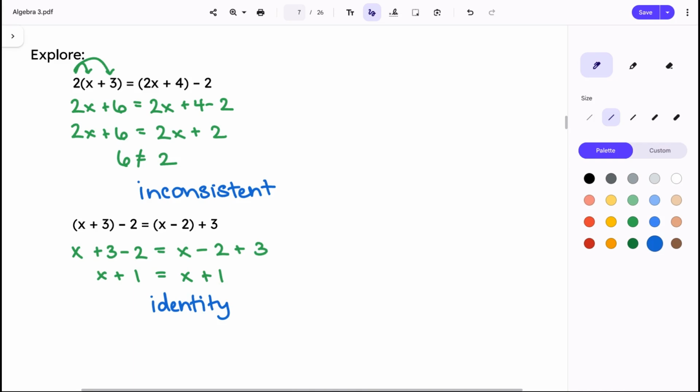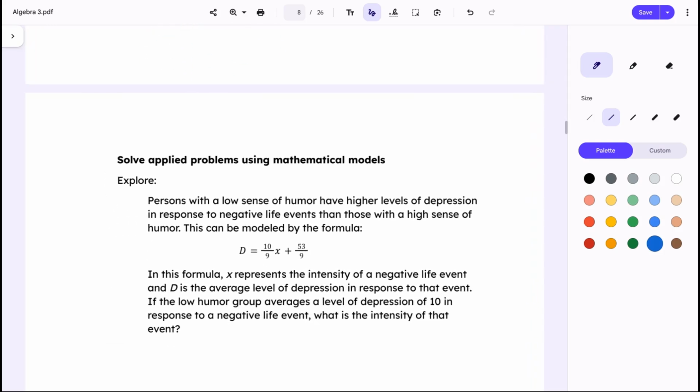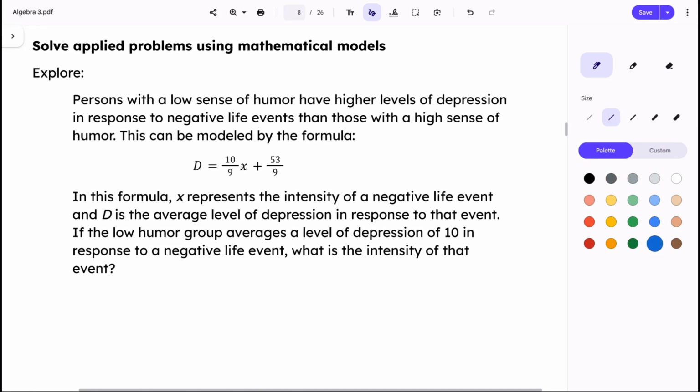If you guys flip your page over. All right, so this is just taking what we talked about today, but it's applying it to a formula that maybe is representing something. So this problem says, persons with a low sense of humor have higher levels of depression in response to negative life events than those with a high sense of humor. This can be modeled by this formula. D equals 10 over 9, x plus 53 over 9. In this formula, x represents the intensity of a negative life event, and D is the average level of depression in response to that event.